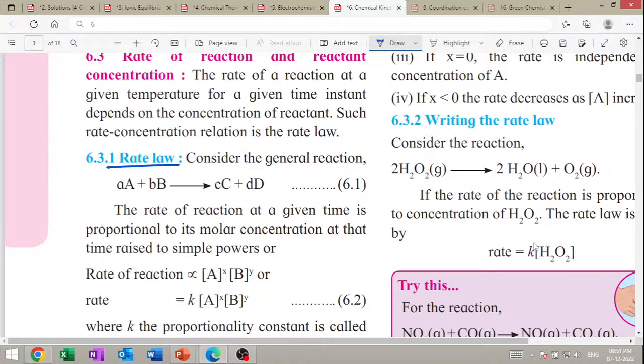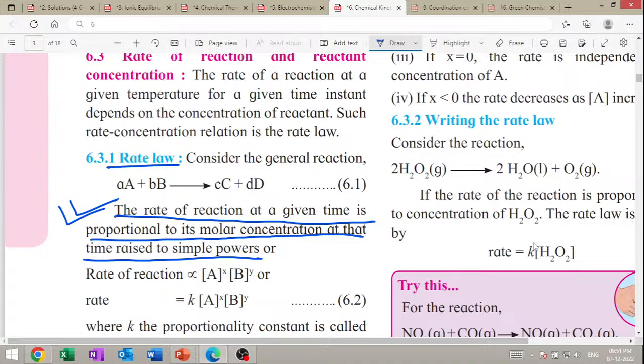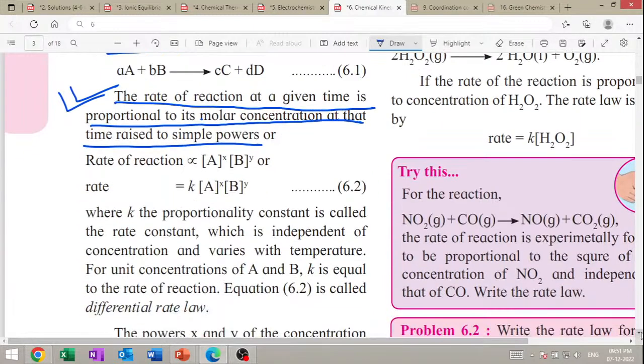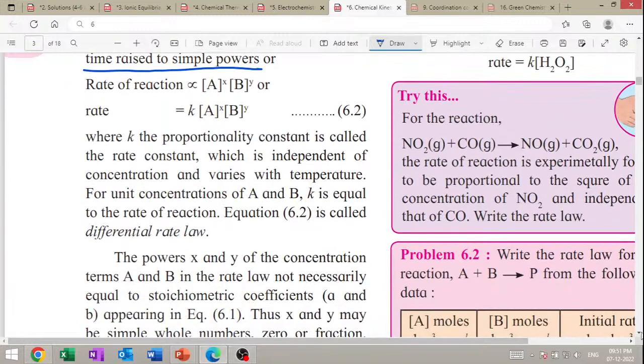The rate of reaction at given time is proportional to its molar concentration at that time raised to simple power. बस yes, this is a statement. तर हेच नोट करायचं आपल्याला. This is the explanation point. And it's called differential rate law also. It is also known as the differential rate law.